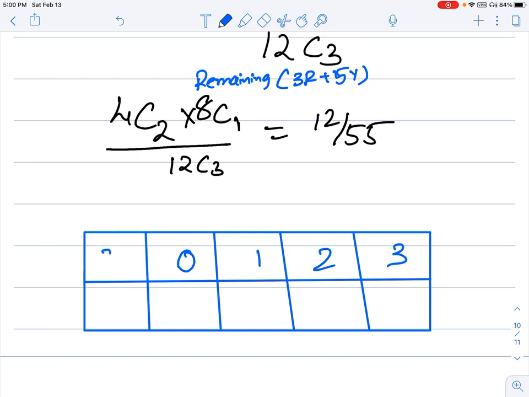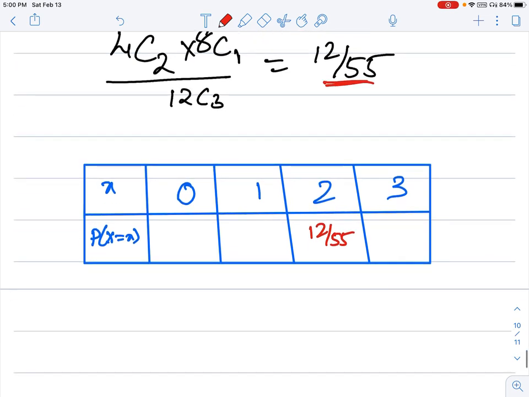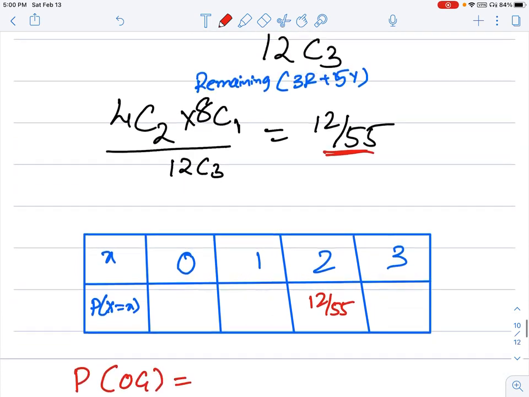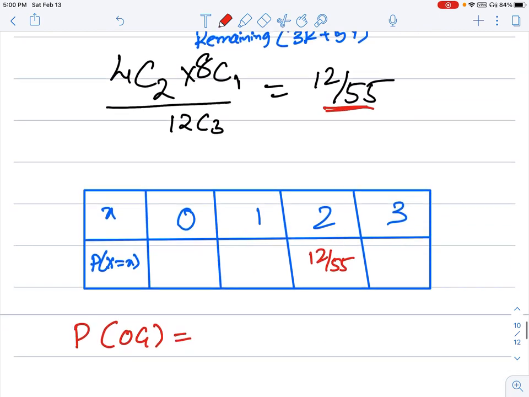So this is small x. Probability of capital X is equal to small x. Just now we have done that 2 greens is 12 upon 55. So we can write 12 upon 55. And that's it. Now 0 green is very simple. 0 green means all are from the remaining. So 8 are there. So 8C3 upon 12C3. So you can write that value as 14 upon 55.